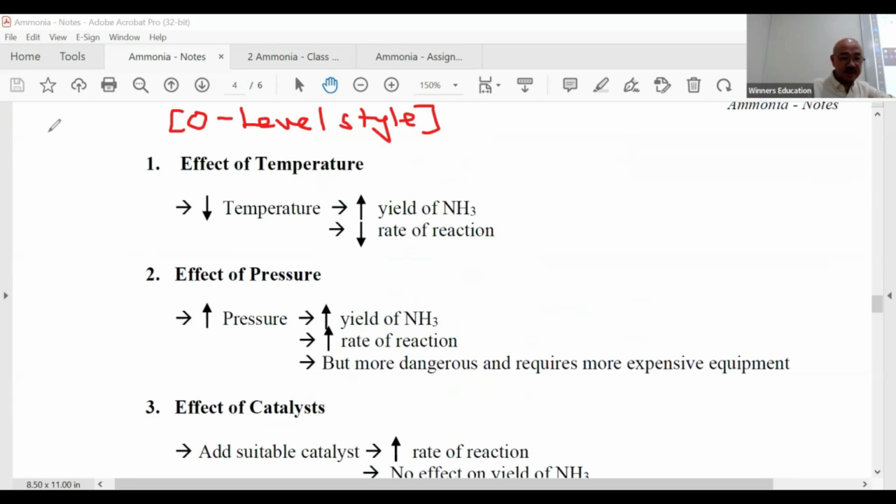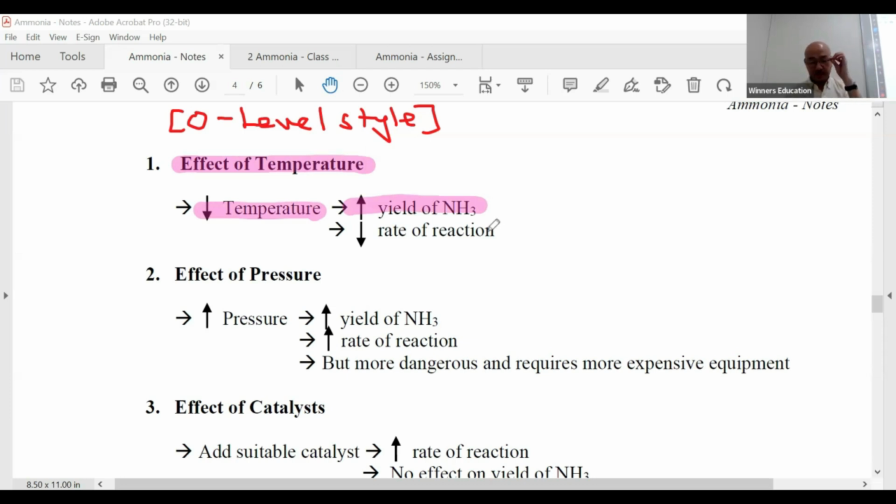Now, in the Haber process, what happens when you do something to the temperature? You can either increase or decrease the temperature. Let's say we decrease it, right? It can go anywhere, once again. If we decrease the temperature, it will increase the yield of ammonia. How do you know? O-level students, you don't have an answer. You've got zero reasoning. So can I fake it out for you?